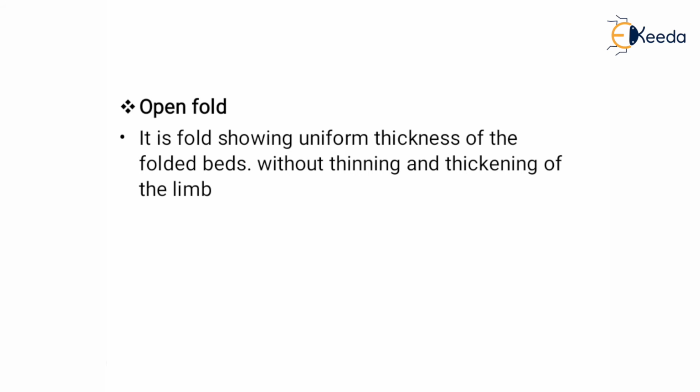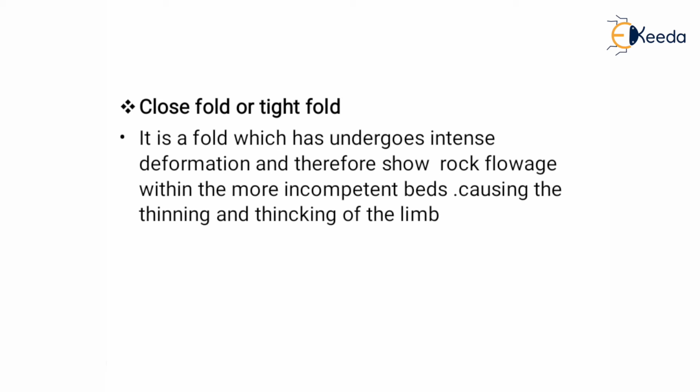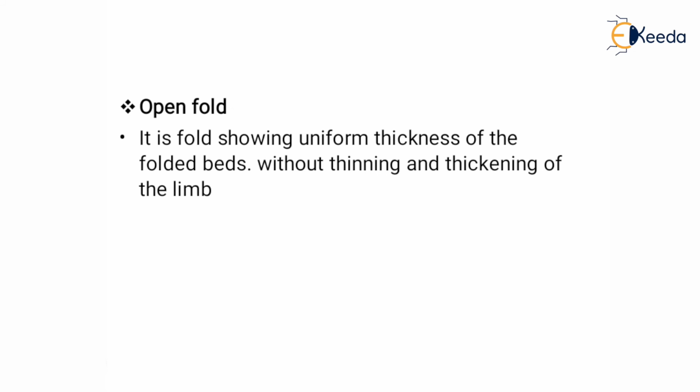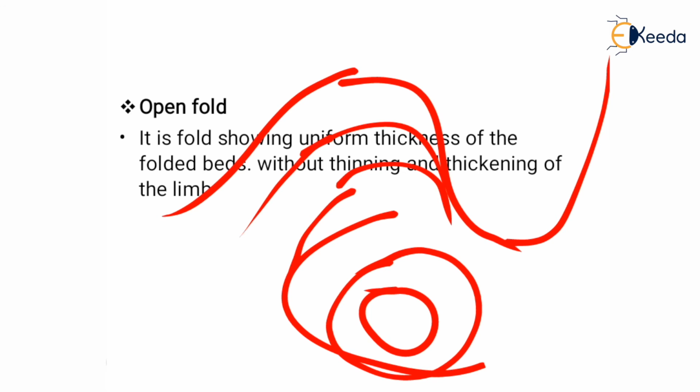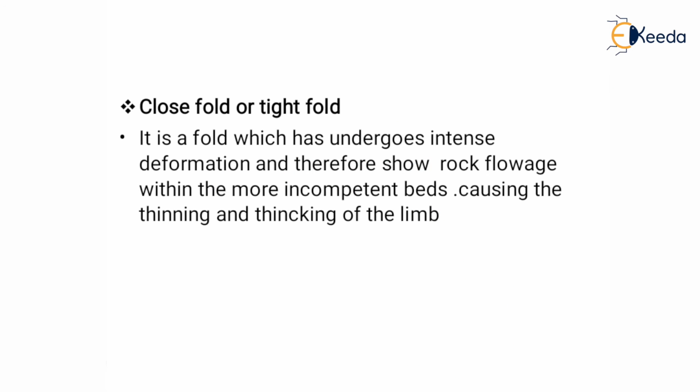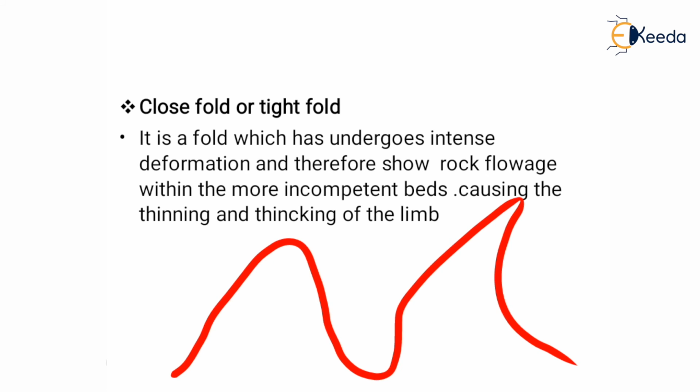Open fold. It is a fold showing uniform thickness of the folded bed without thinning and thickening of the limb. And closed fold or tight fold. It is a fold which has undergone intense deformation, and therefore shows rock flowage within the more incompetent bed, causing thinning and thickening of the limb. This is called a closed fold, and open folds are the anticline and syncline folds. So this is the fold with uniform thickness of the folded bed, without thinning and thickening. So the thickness of the fold is uniform. In the closed fold, there is thinning and thickening of the limbs. Some limbs are thick and others are thin. This is called a closed fold.